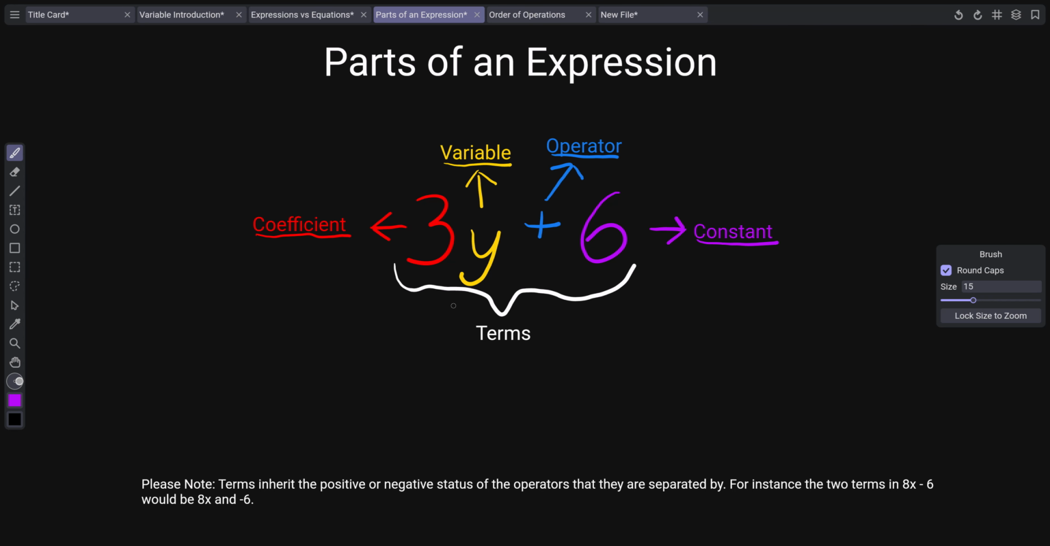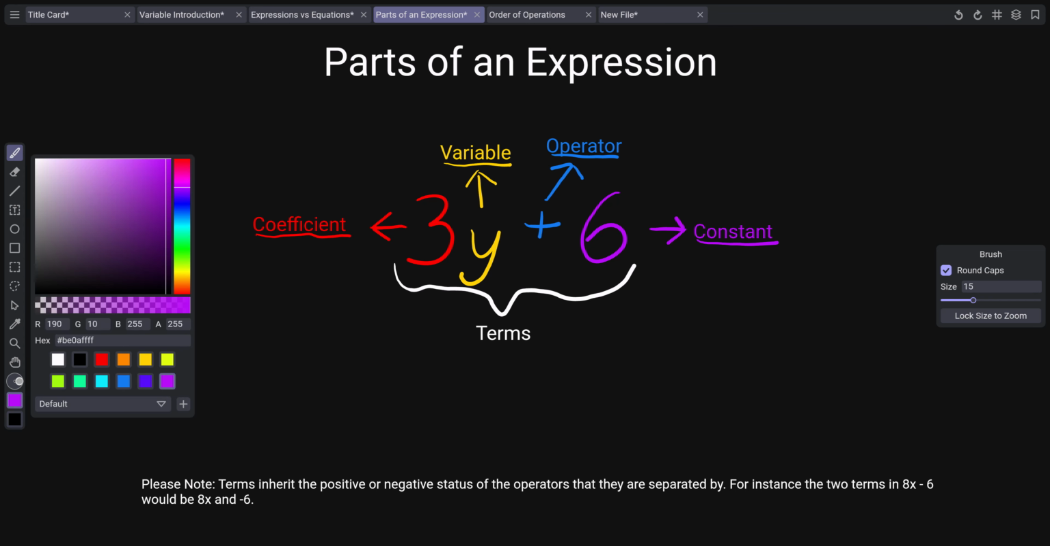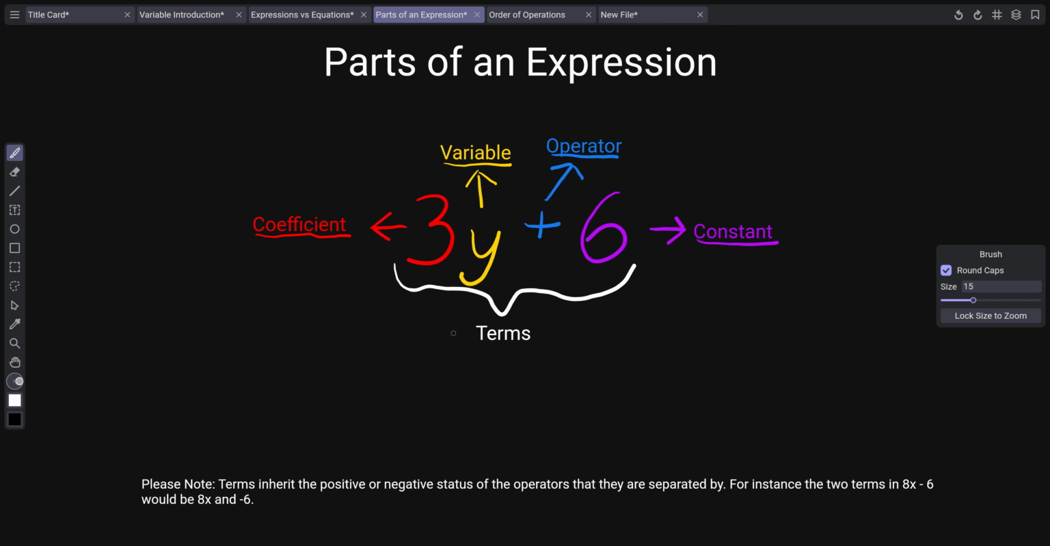Coefficients, they multiply the variable. And the term on the left side here, so 3y is a term, and 6 is a term. And this is because they're separated by a plus sign. Terms are separated by either a plus sign or a minus sign. Multiplication signs and division signs will not create separate terms.